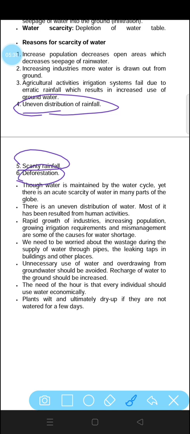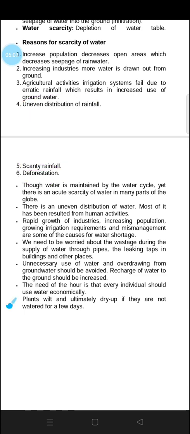After that, deforestation. Deforestation also leads to a low level of groundwater. As we cut the trees, there will be no water from the ground through the roots of the trees, and trees are also responsible for rain. As the number of trees decreases due to deforestation, there will be less rainfall in that area. So this also leads to a low groundwater level.